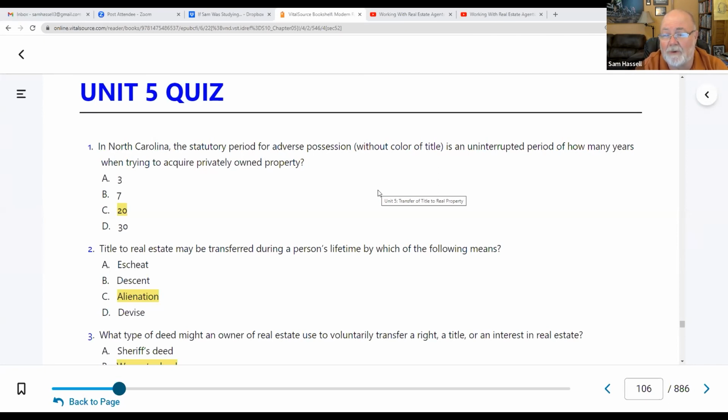So you had what was called the color of title. You thought you owned it. You did it legitimately. Everything was up and up. So that was 7 years. That you have to have the color of title for 7 years. You were under the assumption that you owned it from day one. Okay, so that's the color of title. So color of title, 7 years. Adverse possession is 20 years. Okay, just remember that.